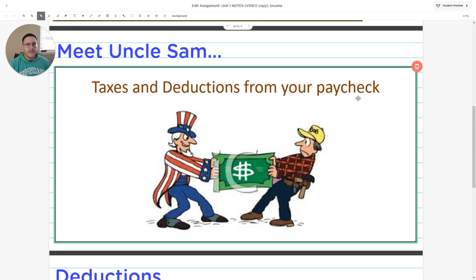Taxes and deductions from your paycheck. Taxes allow for projects and services like roads and infrastructure, emergency services, education, and national defense, just to name a few. Some taxes, like property taxes, fund local services such as schools, fire departments, and police. Deductions are the amount that you subtract from your income when you file, so you don't have to pay tax on it. So by lowering your income, deductions lower your tax.